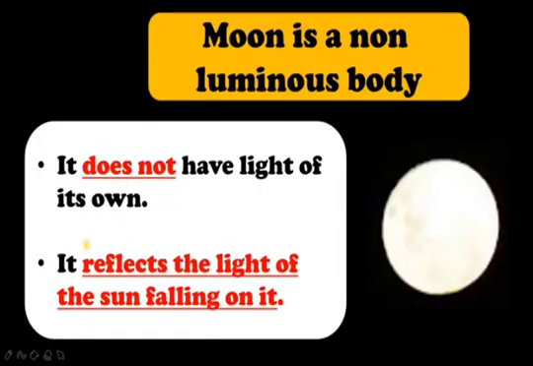The moon is a non-luminous body. It does not have light of its own. It reflects the light of the sun falling on it. Note this point.